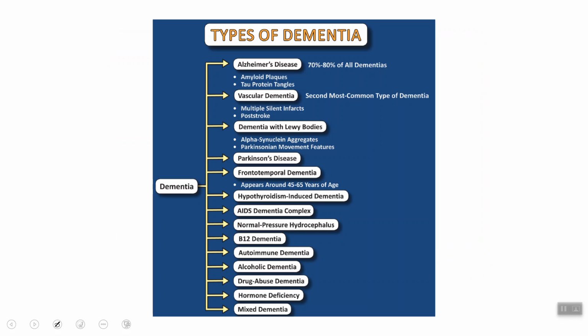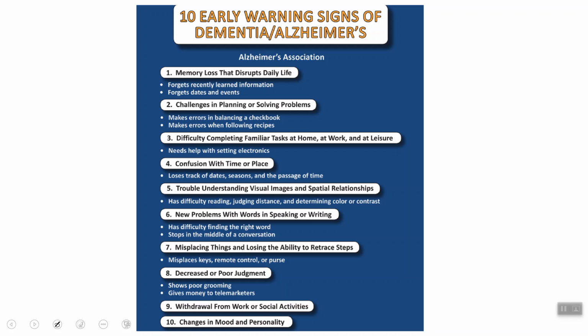So again, these are the different types of dementia. We kind of went through that. This is a real critical slide. This comes from the Alzheimer's Association. So 10 early signs of dementia/Alzheimer's disease, and this comes right from their website. Memory losses that disrupt daily life.